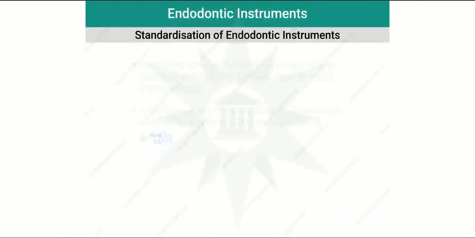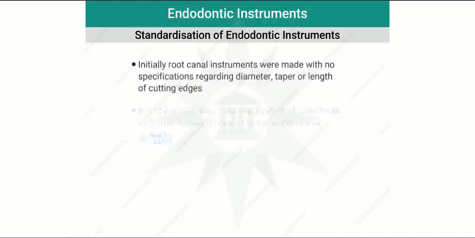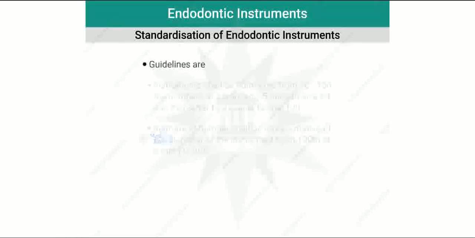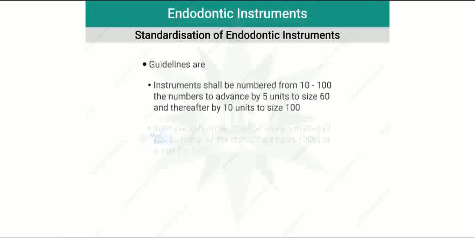Initially, root canal instruments were made with no specifications regarding diameter or length or cutting edges, etc. But in 1959, a new line of standardization of endodontic instruments was proposed by Ingle and Levine. These guidelines include that instruments should be numbered from 10 to 100, and the number should be advanced by 5 units until 60 and thereafter by 10 units up to 100.